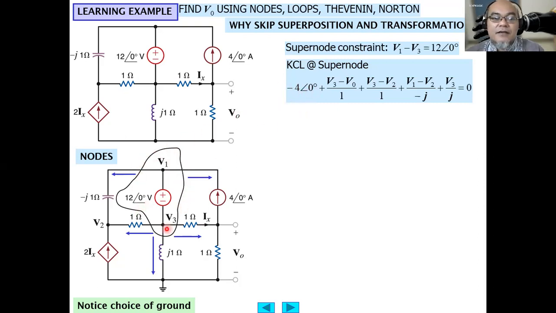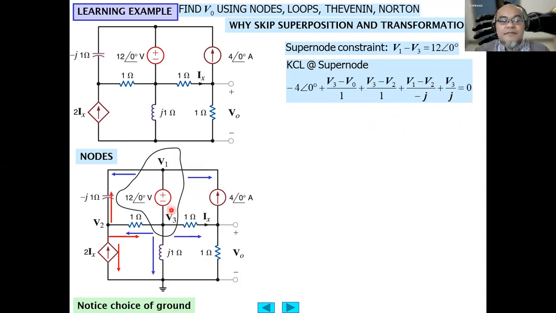Then V3 minus V0 divided by J1, with this one, V3 minus V output divided by 1, this 1 ohm resistor. Then V3 minus V2 divided by 1 also. Then V1 minus V2 divided by minus J. Then we are left with this current, V3 minus 0, the ground, divided by J.